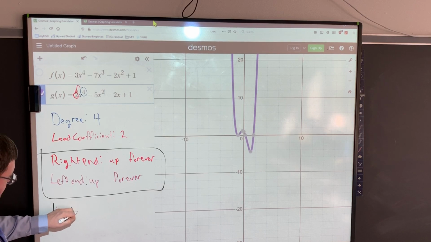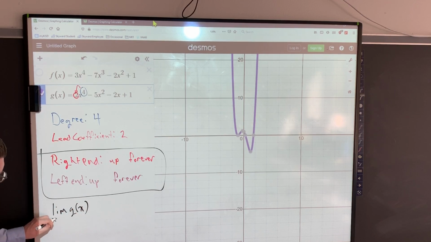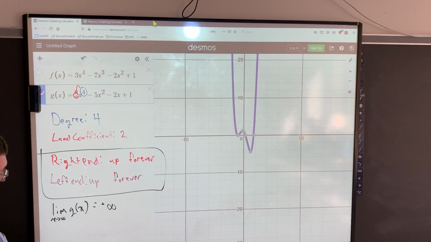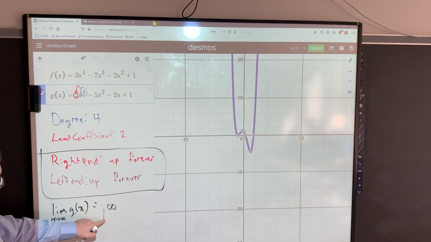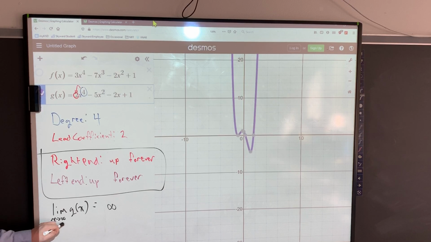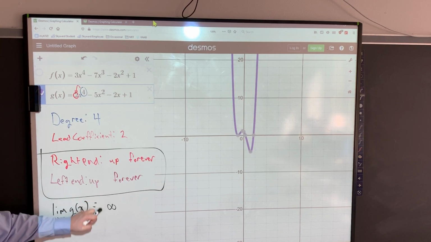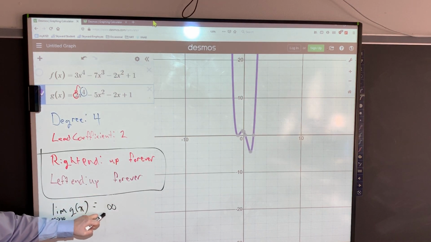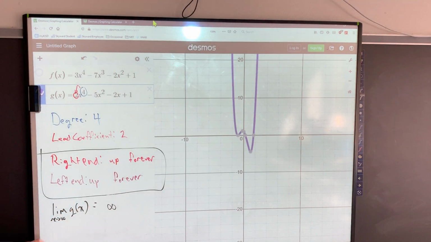Now there is a way to write this with limit notation. The limit of g of x as x approaches infinity, right end, is positive infinity, and up forever is positive infinity for the y. Okay? You don't have to put positive there. So this x is approaching is talking about left end or right end. I gave you some notes that said x approaches infinity is right forever, x approaches negative infinity is left forever. And this y value right here is our up forever or down forever. So positive infinity is up forever and negative infinity is down forever.